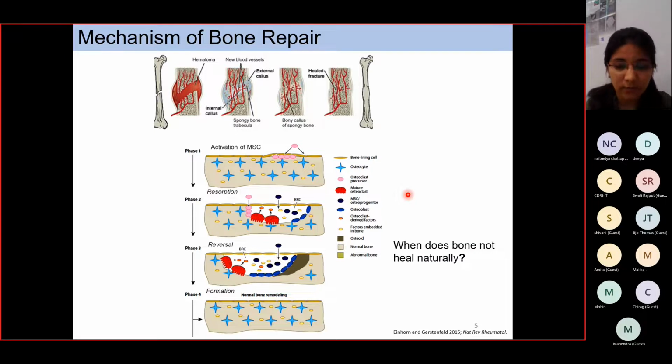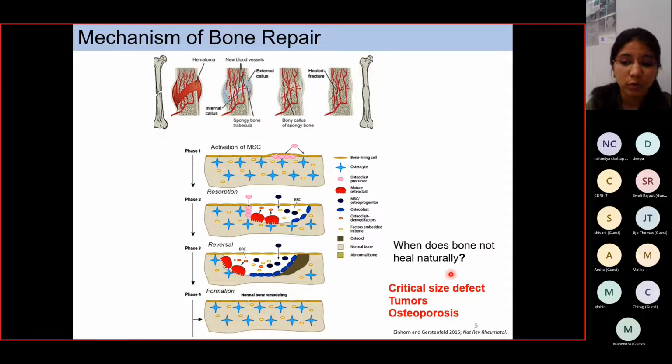This happens in cases like we discussed earlier, like in the case of a critical size defect, in which the size of the defect is more than 50% of the injured bone, and the bone on its own cannot heal. As well as in the cases of tumors where a large portion has to be resected, and also in the cases of osteoporosis because it leads to low mineralized bone.